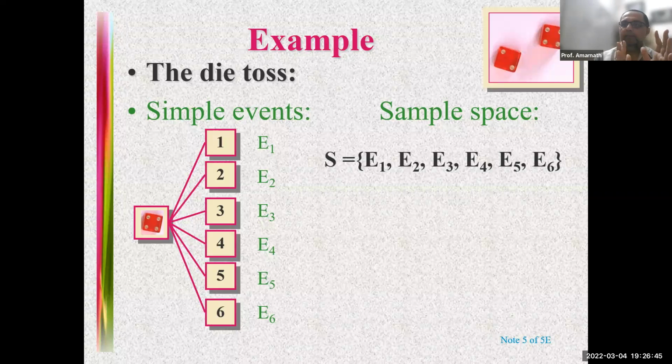But if we define something, the chances that if I throw a die and see what exactly comes, I have only separate outcomes 1, 2, 3, 4, 5, 6, and I denote them by E1, E2, E3. That's how it is.